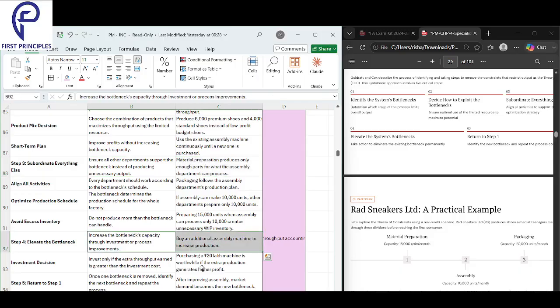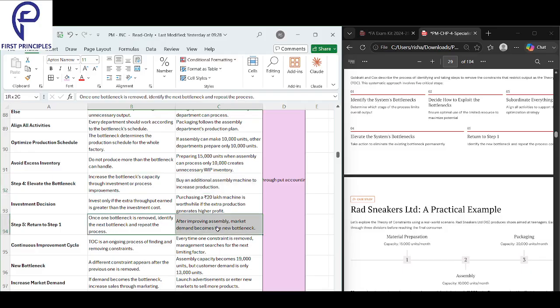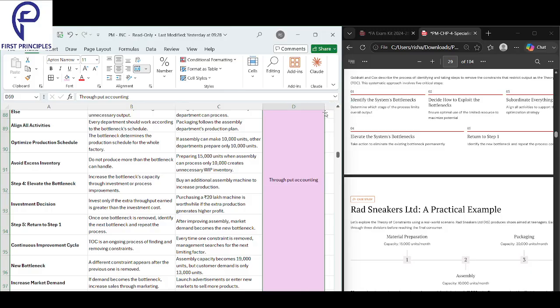Next, you are buying an additional machine. In the long term, you increase the capacity through investment. And finally, once one bottleneck is removed, identify the next bottleneck and repeat the process. So first you found out the bottleneck. Who was the bottleneck? It was the assembly.